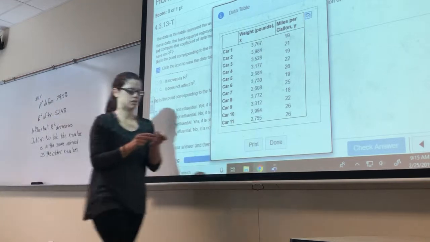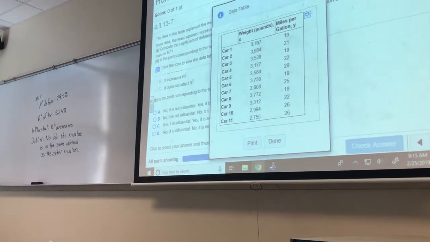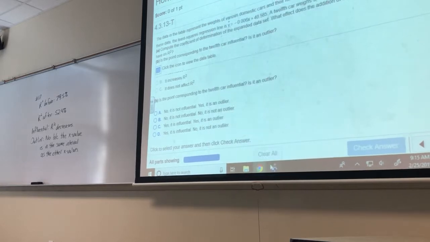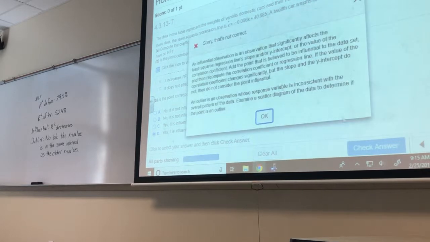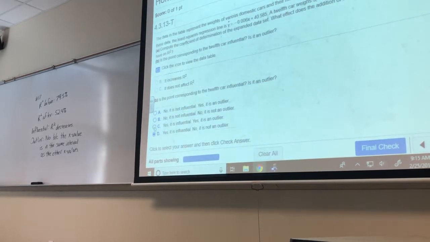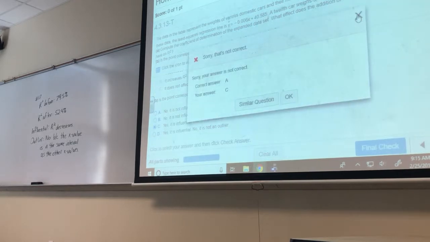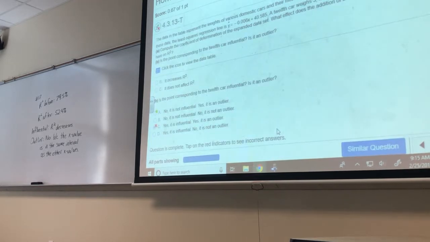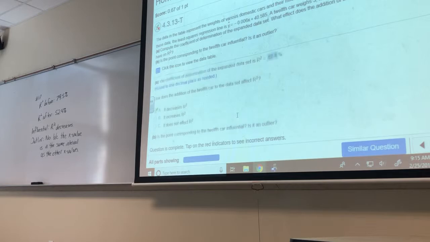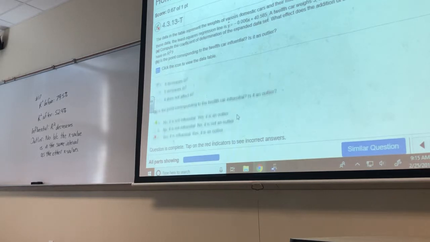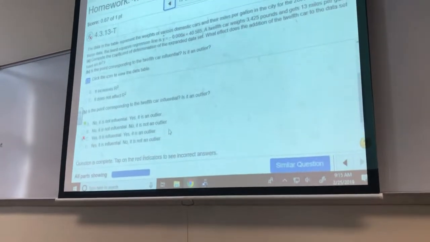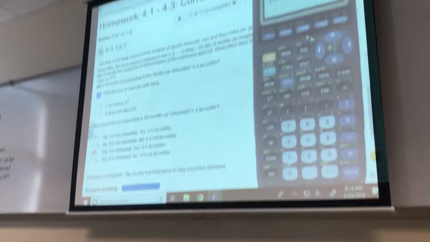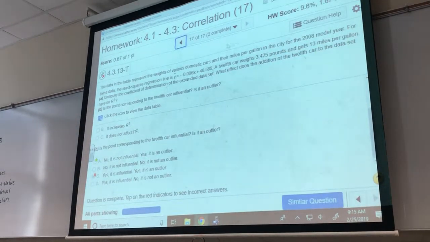If you graph what this looks like, let me make sure. No, it's not an outlier. Oops, so that's wrong. Maybe yes, it is an outlier. The correct answer is it's not influential. Well, let me look at it some more. We can talk about it on Wednesday.